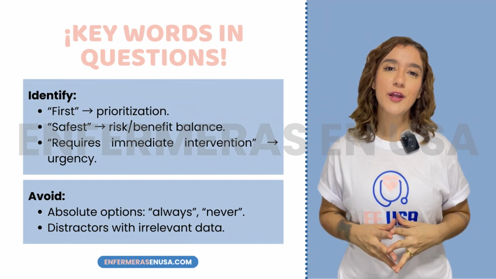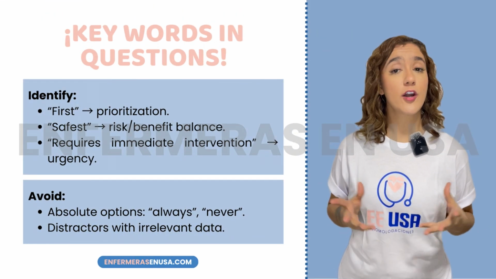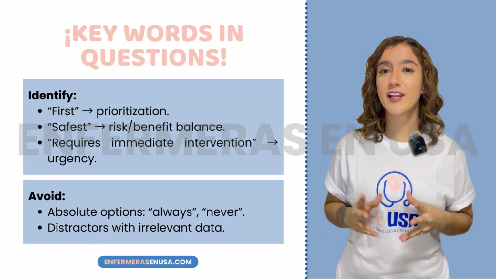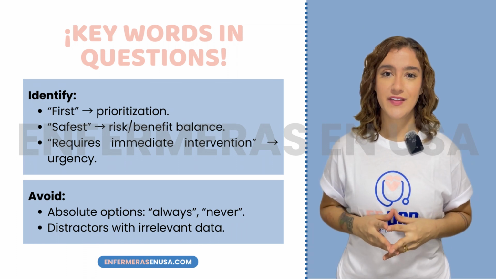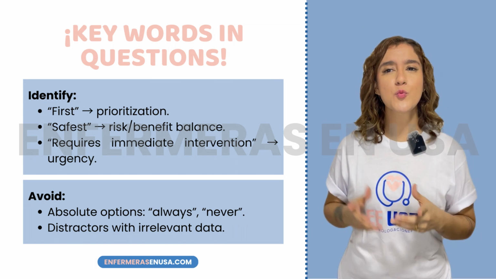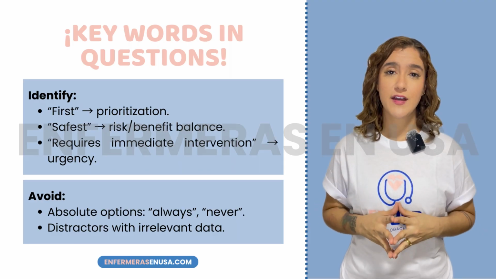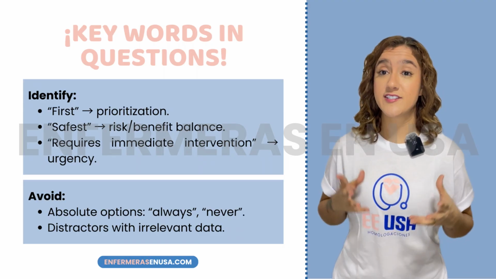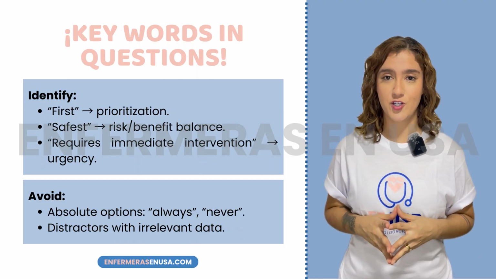Now, let's talk about keywords you should identify or avoid in questions. Identify: first, misprioritization is being tested. Safest. Several options may be correct, but you must weigh risk versus benefit. And finally, require immediate intervention. This signals an urgent, life-threatening situation.